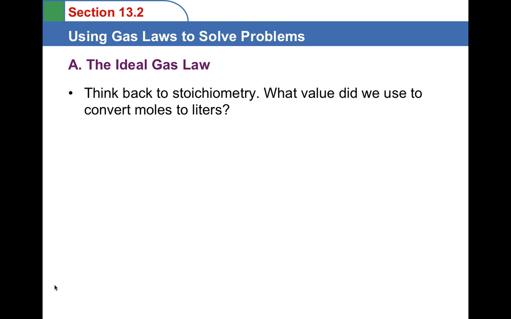Alright, so let's start by thinking back to stoichiometry. When we were in our stoichiometry unit, what was the value that we used to convert moles into liters? Okay, for volume, we said that 1 mole of any kind of substance was equal to 22.4 liters of that substance as long as it was a gas at STP.